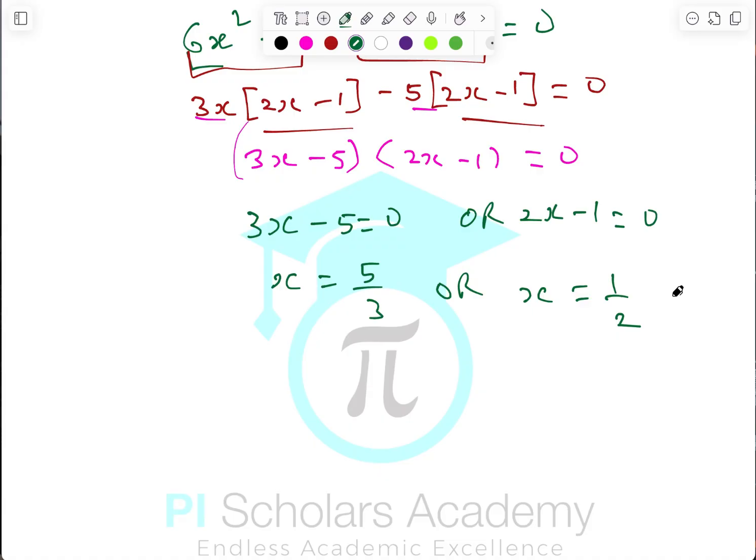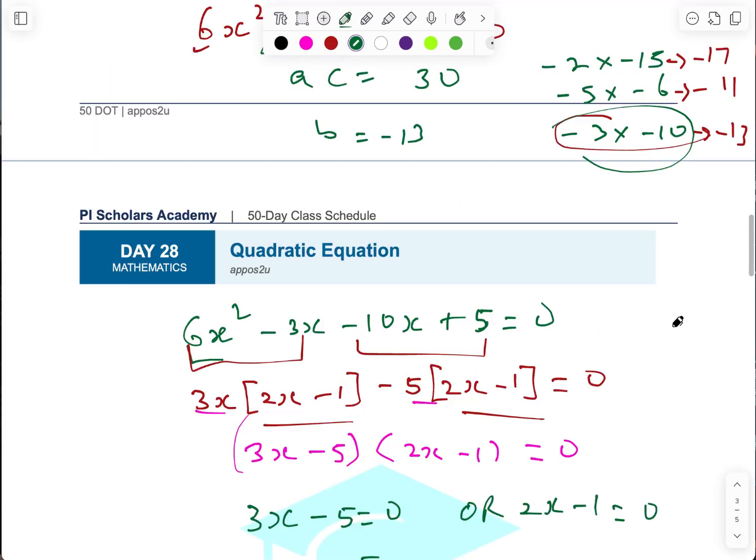The next method is the completing the square method. I already explained this in a separate video, so you can see the link right now. That is the completing the square method, which also leads us to the formula method as well. You see everything in that video. The last one is the graphical method, which I won't be able to discuss in today's class. And that's majorly what quadratic equations are about.